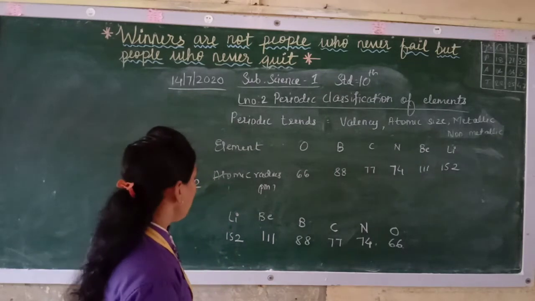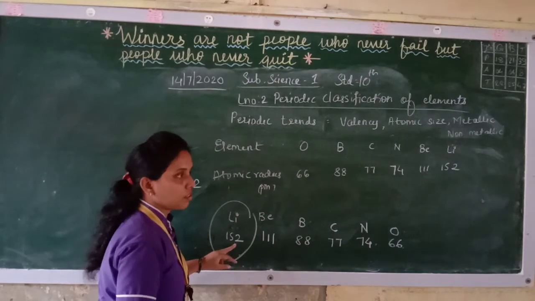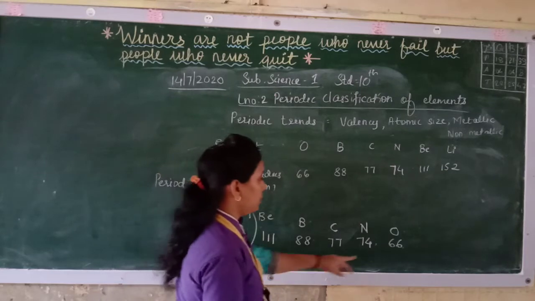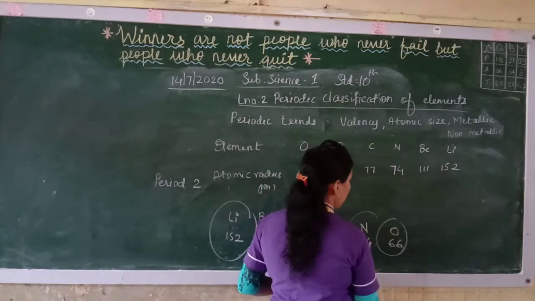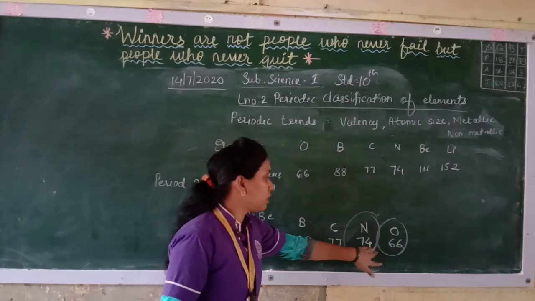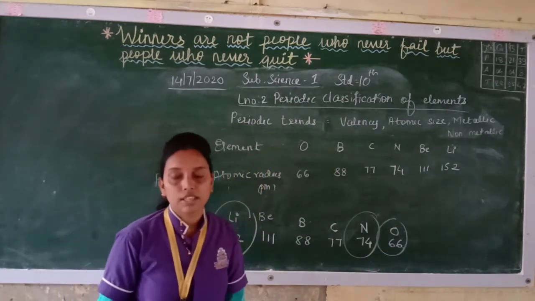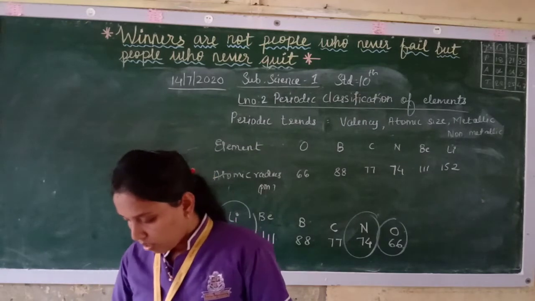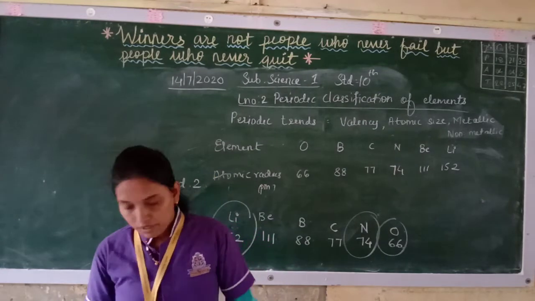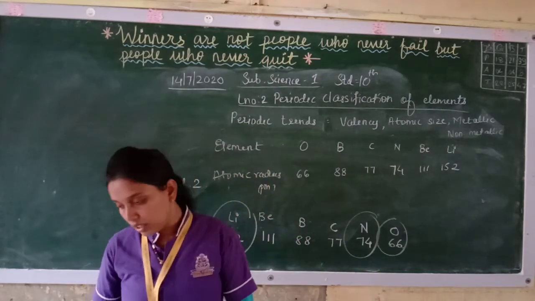So here if you see 152, this will be the biggest, and this is 66. These two will be the smallest. This oxygen is the smallest, but 74, they both have small size. Lithium will have a big size according to the value. So nitrogen and oxygen will have the smallest size, and lithium the biggest.